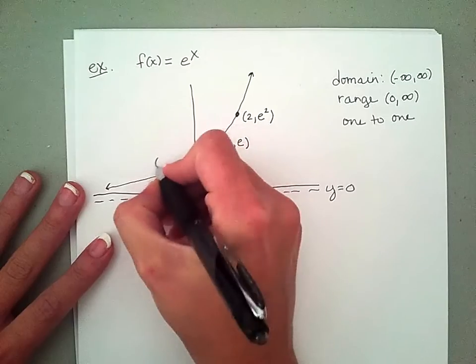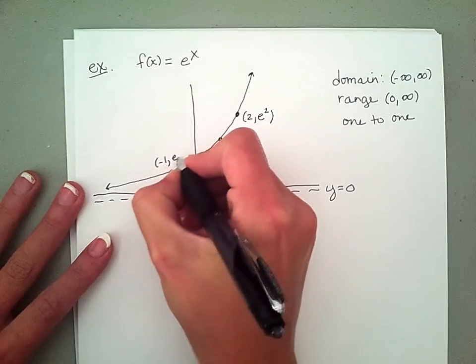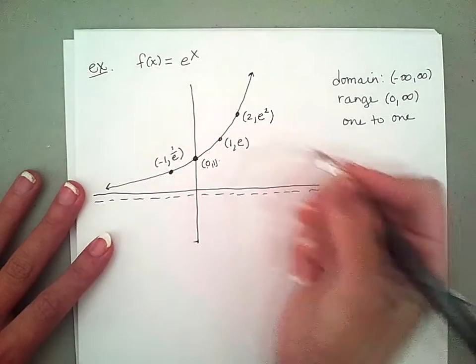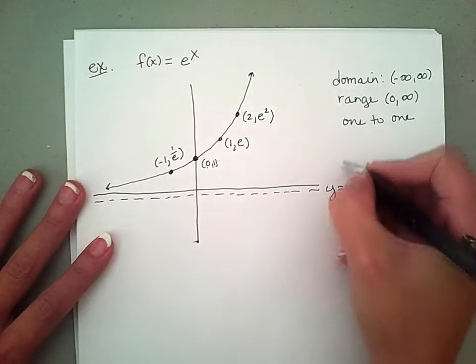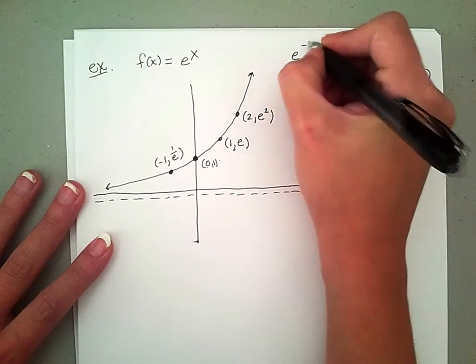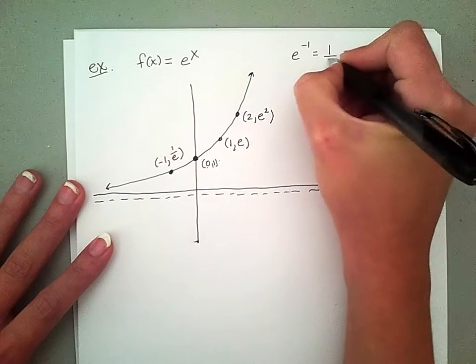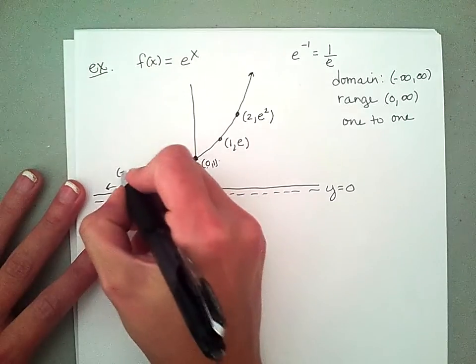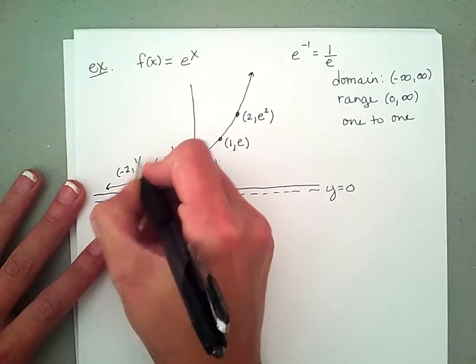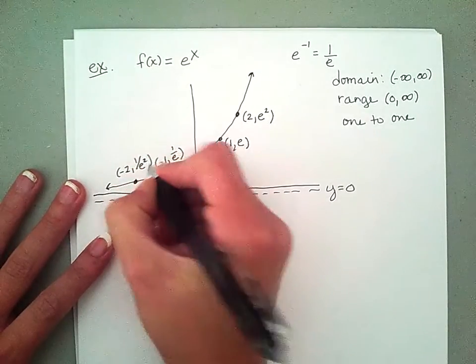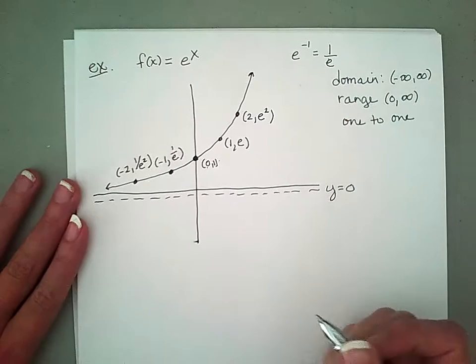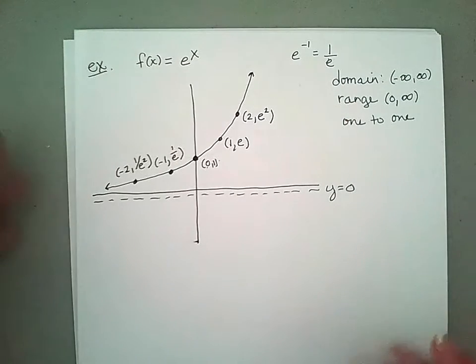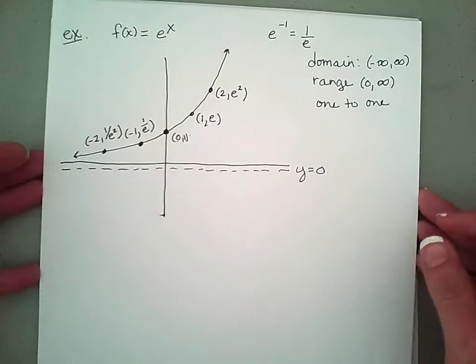Below, when x is negative 1, it would become 1 over e, because e to the negative 1 is the same thing as 1 over e. We can also label the point negative 2, and this would become 1 over e squared by the same logic. Okay, so this is how you graph e to the x without a calculator.